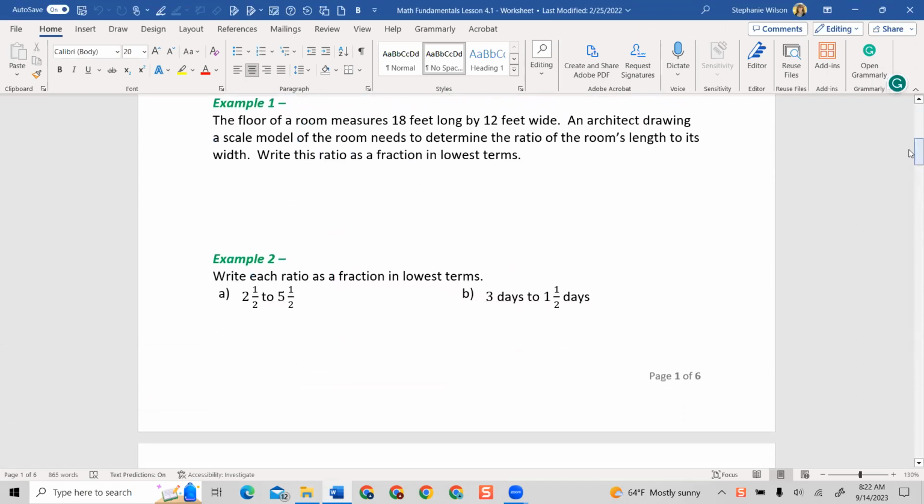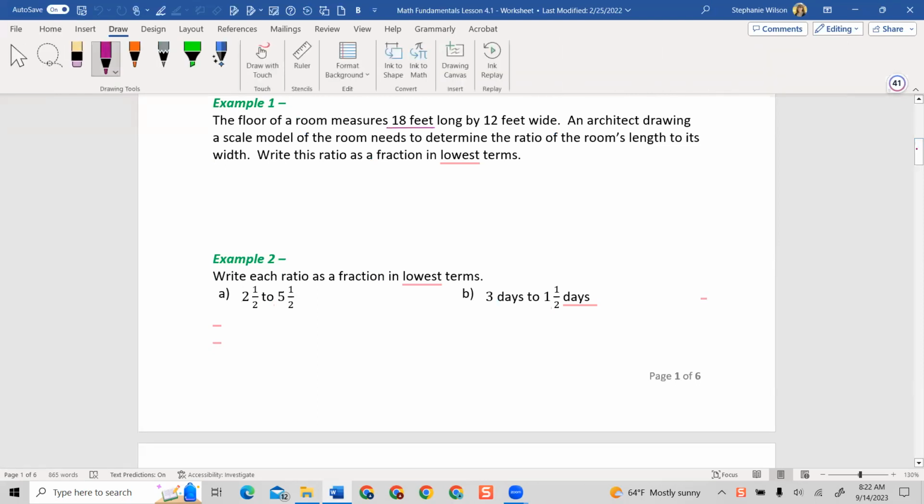So the floor of a room measures 18 feet long and 12 feet wide. An architect drawing a scale model of the room needs to determine the ratio, which is a fraction, of the room's length to the width. So we're just writing it in ratio form, and we're going to reduce it to the lowest terms. It says that it is 18 feet long, 12 feet wide, and we're doing the ratio of length to width. So it's going to be 18 twelfths.